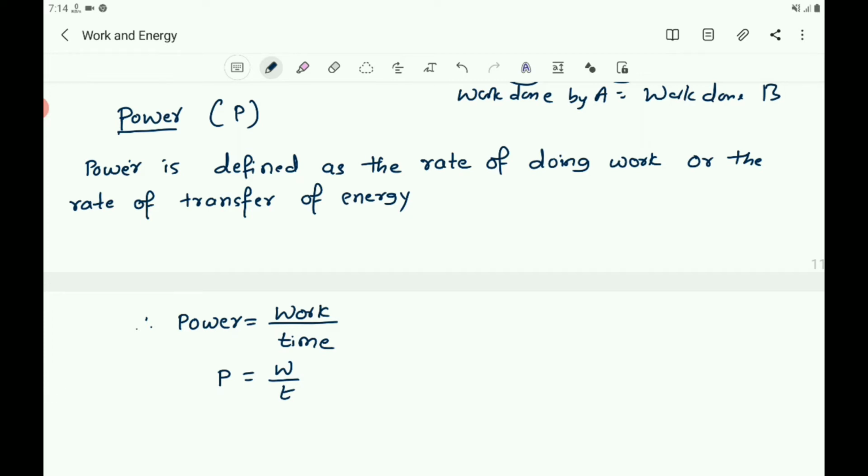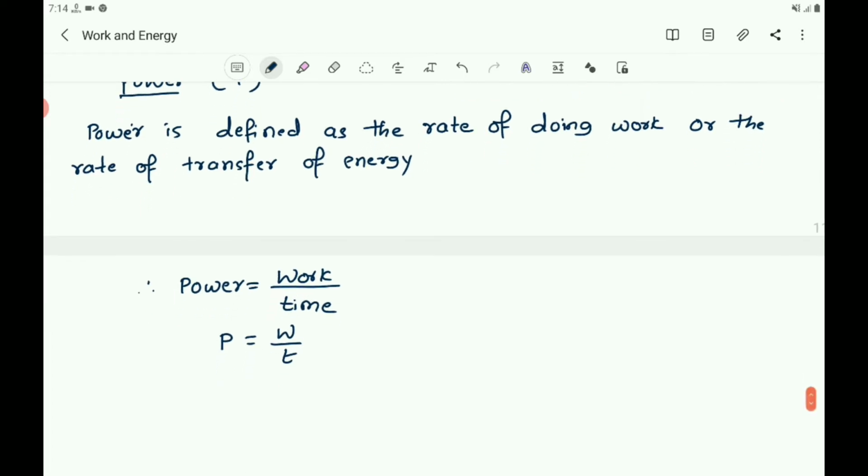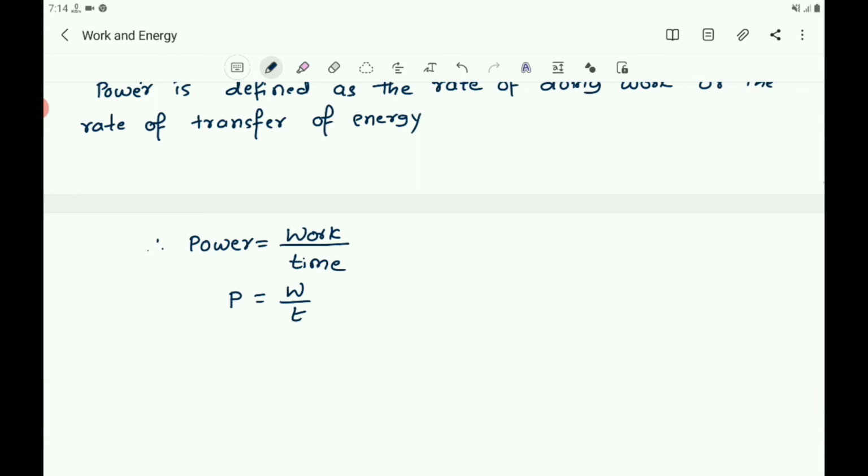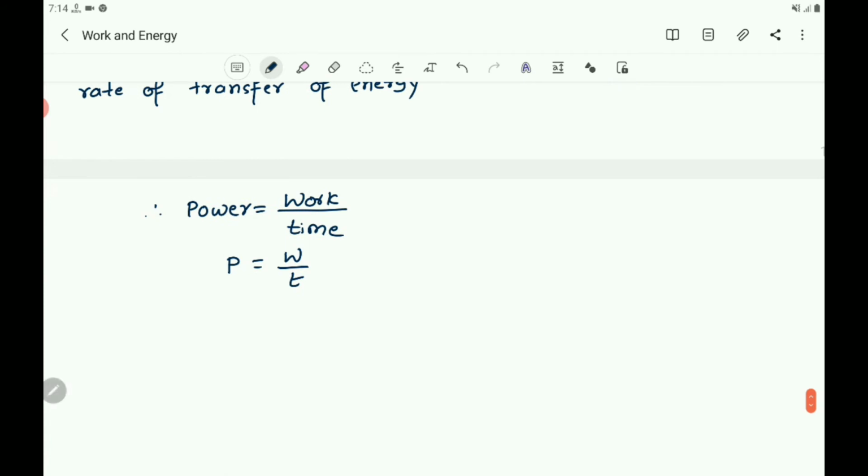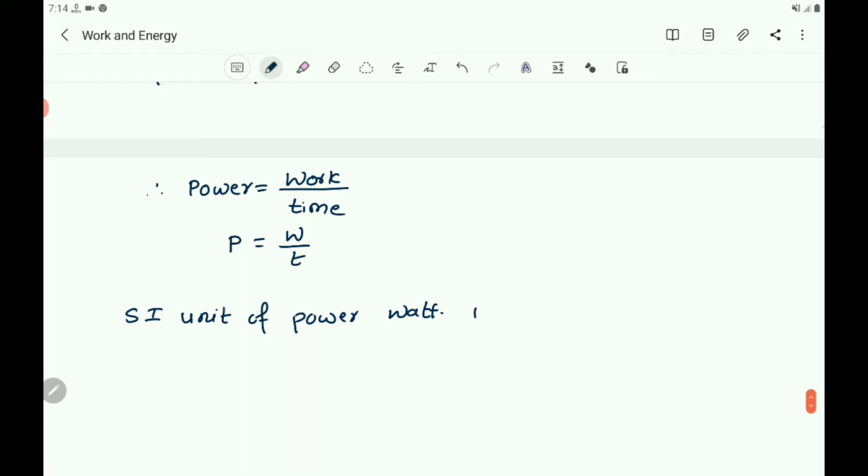Then what is the unit of power? The unit of power is watt. The scientist was named James Watt, and in honor of James Watt, the unit of power is called watt. So what is the SI unit of power? SI unit of power is watt, and its symbol is W. So power is equal to work done by time, so P is equal to W by T. Then SI unit of power is watt. What is the SI unit of power? SI unit of power is watt and its symbol is W.